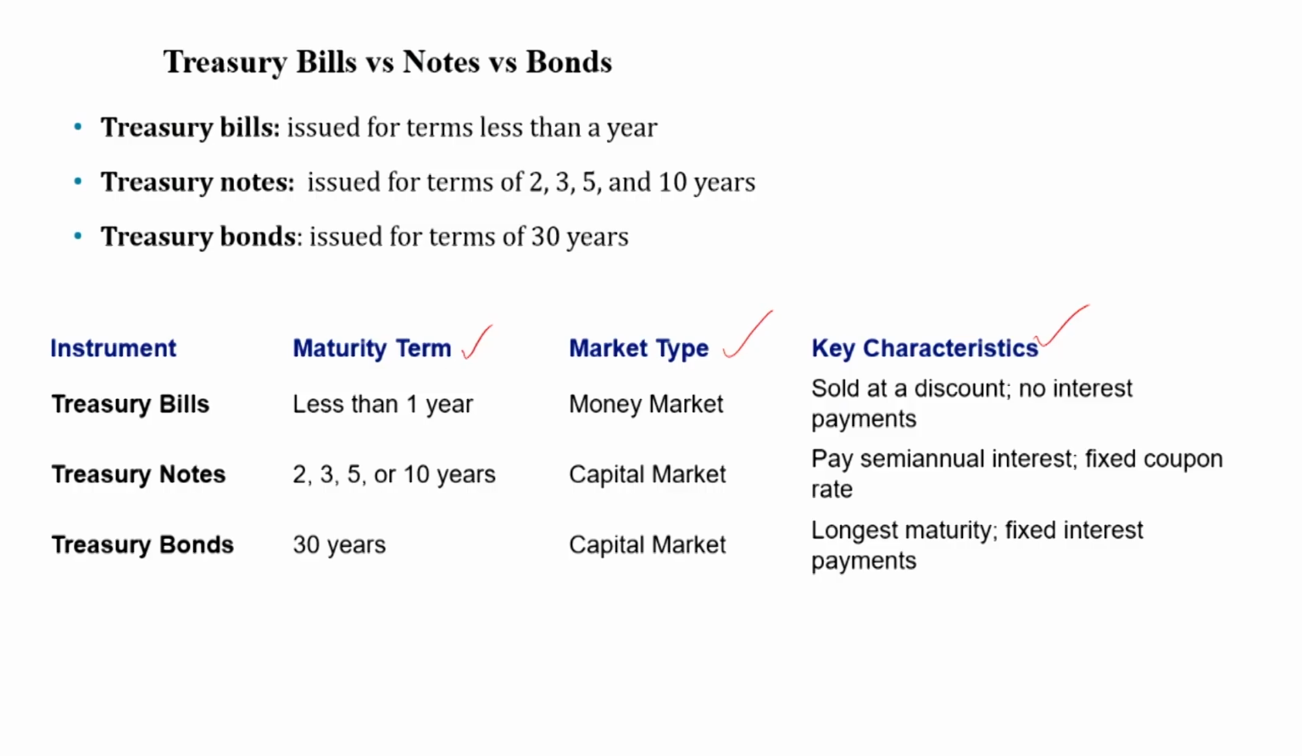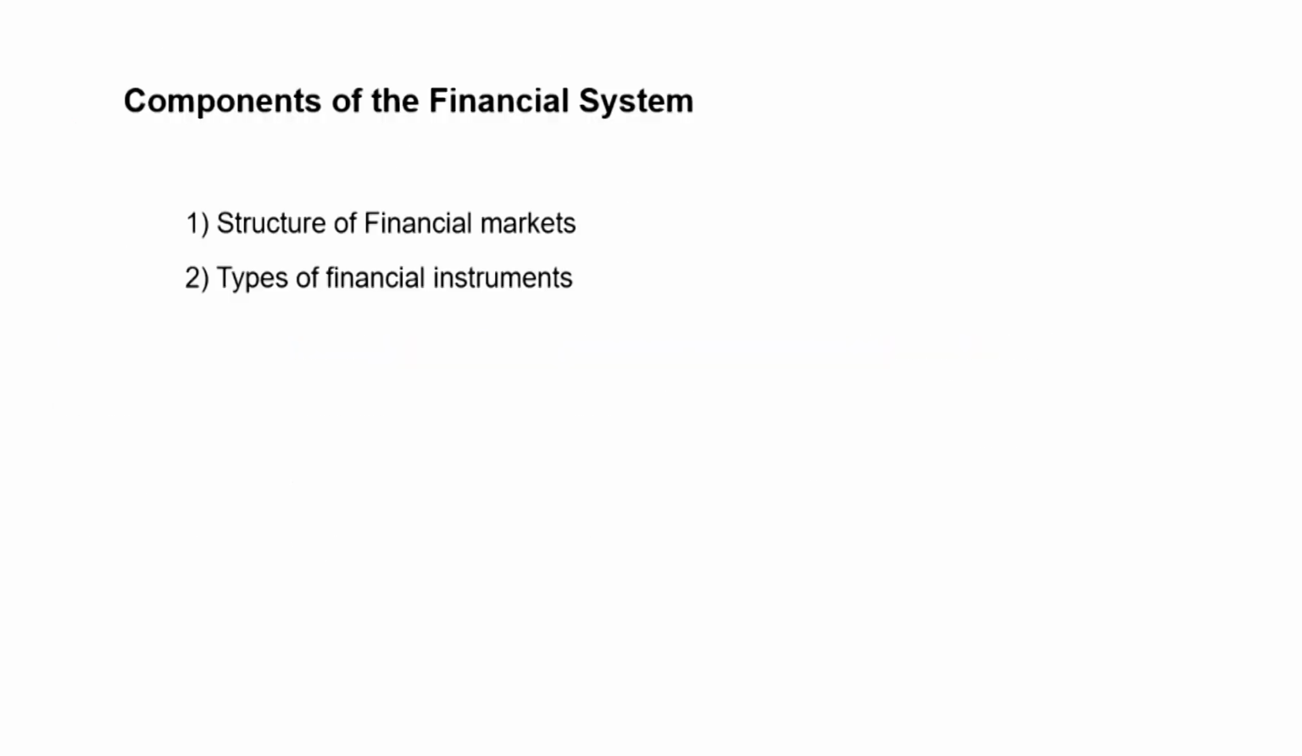So let us now move to another component of the financial market. What we have done so far is that we have gone through the previous session. We have discussed the structure of the financial market. Then just now we completed the discussion on types of financial instruments by distinguishing between money market instruments and capital market instruments. And now we are moving to discuss the financial intermediaries, the types of financial intermediaries.